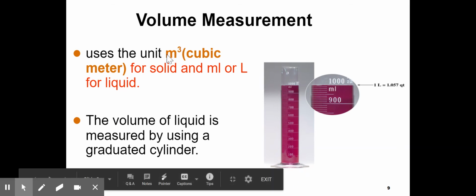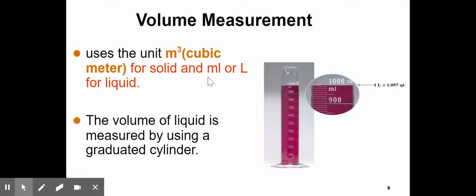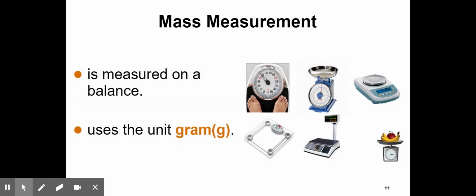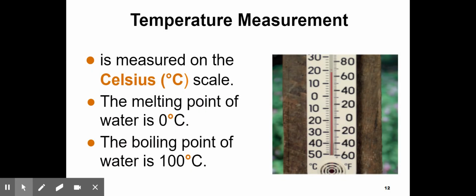When we take a measurement for liquid, we use a graduated cylinder, which looks like this. For a regular solid, we can measure the length, width, and height, and then calculate it. For mass, it's the amount of matter in the object, and we are going to learn more detail. When we measure mass, we use a scale. The unit is gram. For temperature, in other countries, like for me, I have been using Celsius the whole time, so I have no idea about Fahrenheit.